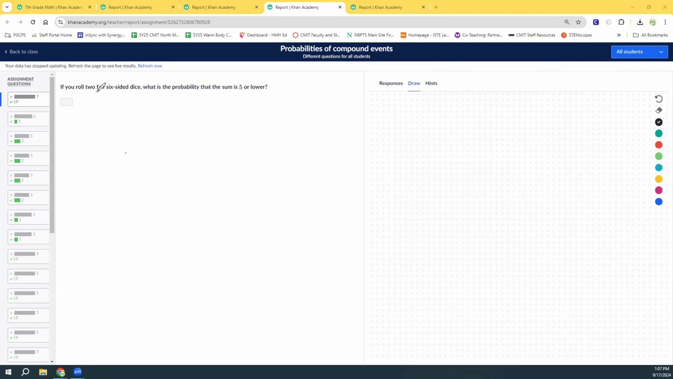Okay. If you roll 2 fair 6-sided dice, what's the probability that the sum is 5 or lower? So we are going to put 1 die across the top. These are the possibilities of rolling a die. You can get 1, 2, 3, 4, 5, 6. I'm also going to put them along the other dimension of what will become a rectangle.